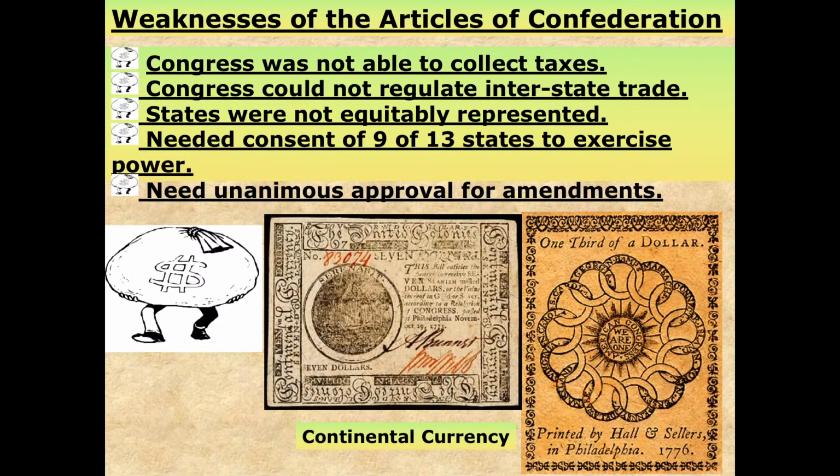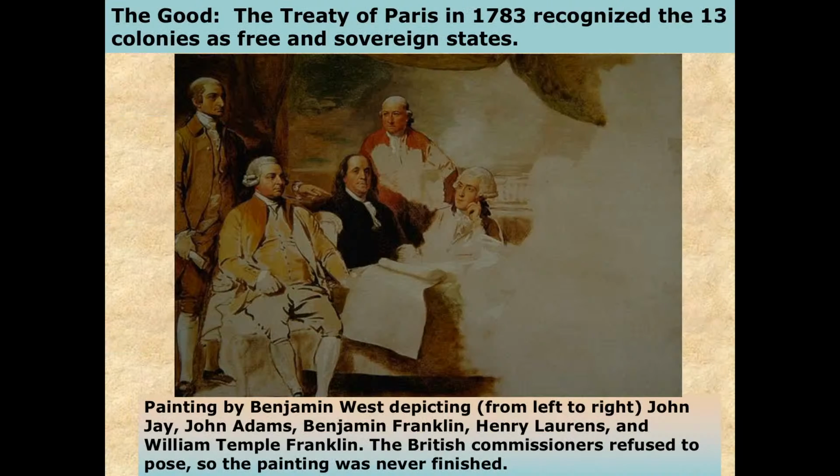Okay, let's try to look at the bright side with this. The articles actually did do 3 things right. Yeah, 3. So let's go ahead and discuss them. Why not? Let's give a balanced review of the articles. So, thing number 1 they did right: the Treaty of Paris. The Treaty of Paris was successfully negotiated under the Articles of Confederation, and that officially ended the American Revolution. Okay? So, good thing number 1.